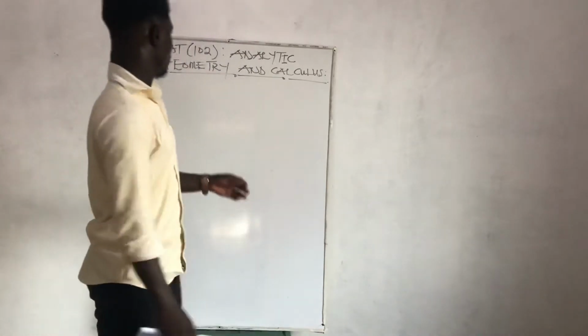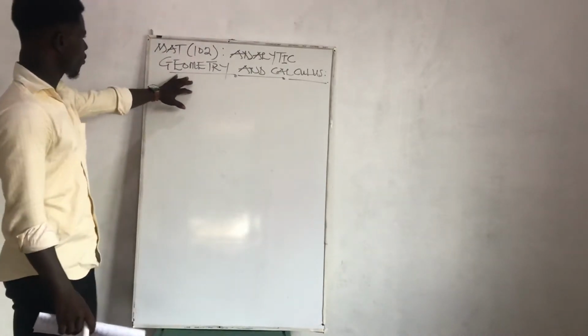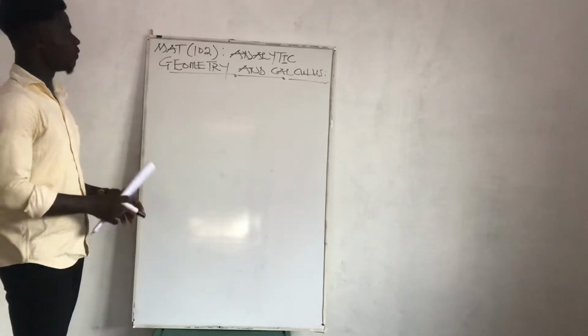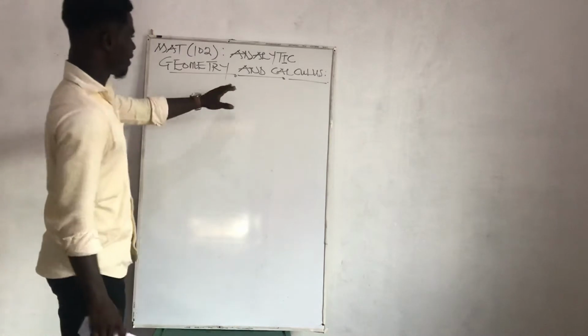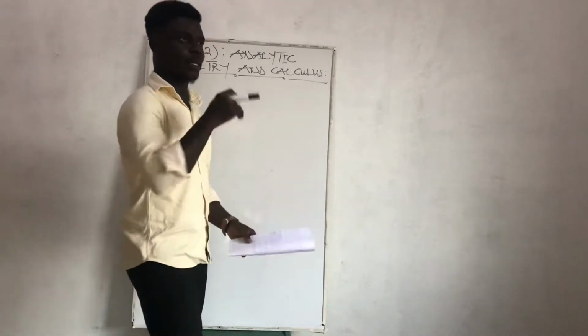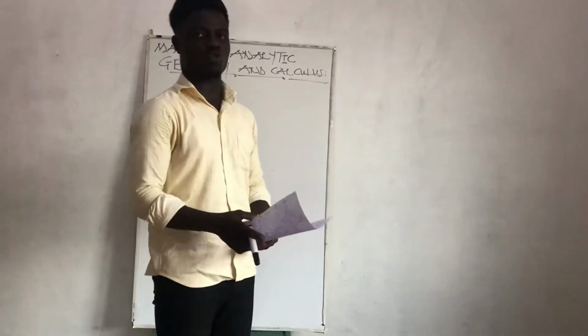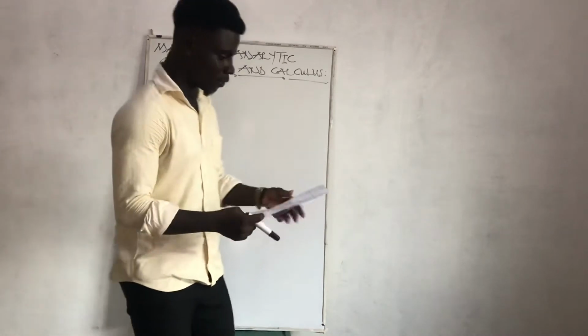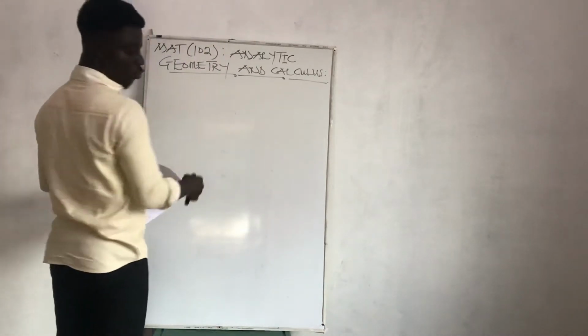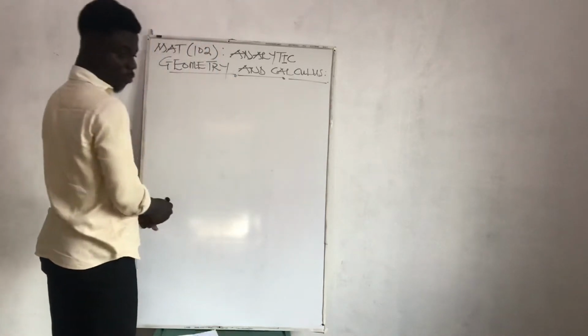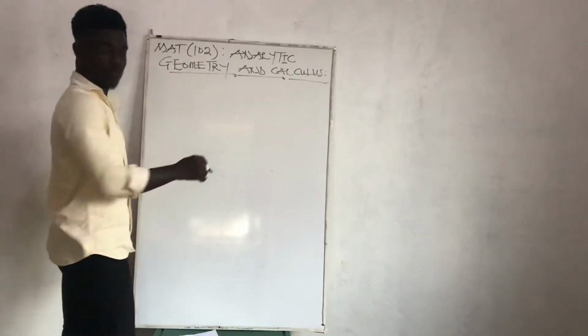Alright, so now we'll be talking of Math 102. That's Analytic Geometry and Calculus. Analytic Geometry and Calculus. So now we start with coordinate geometry.